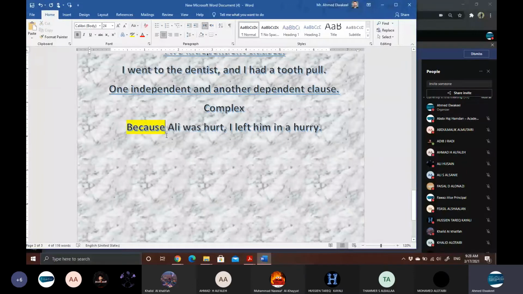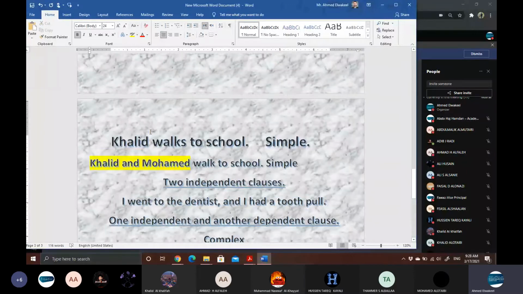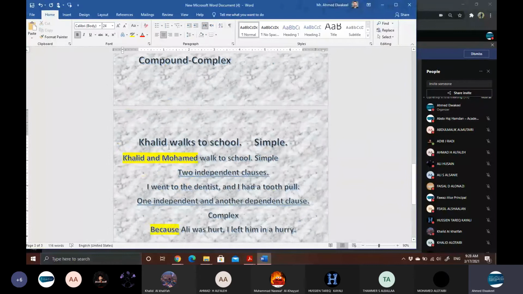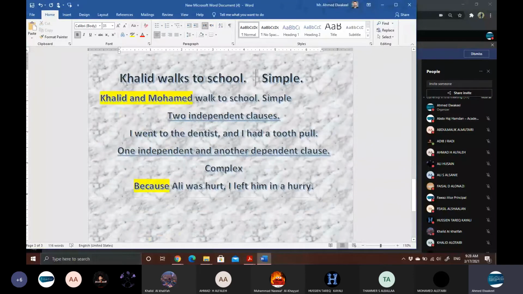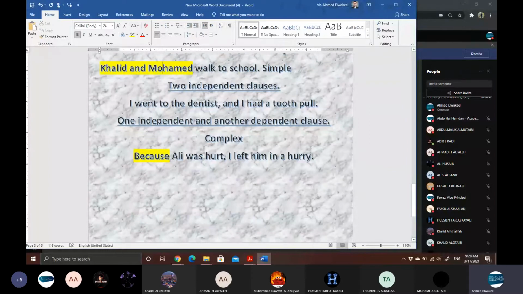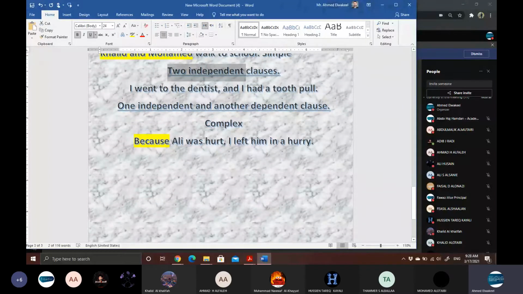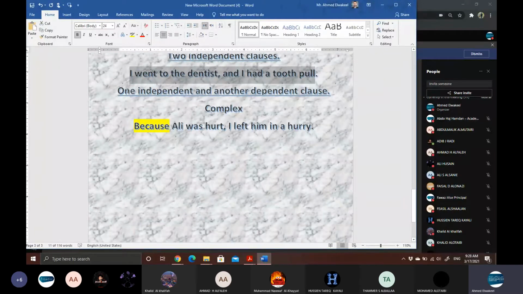Very excellent, Muhammad. So simply, we can have a simple sentence consisting of just one main independent clause, like Khalid walks to school, or Khalid and Muhammad walk to school. Whether you have a compound subject or a compound verb, it doesn't matter. The other type, I can have two independent clauses in order to have a compound sentence: I went to the dentist and I had my tooth pulled. And I can have a complex sentence, one independent and one dependent.